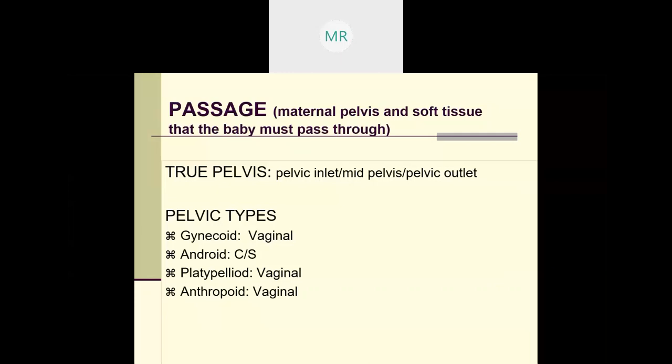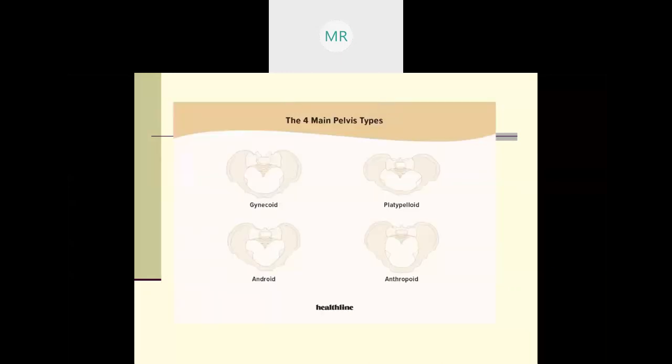Now, the different types of pelvises and their diameters are going to influence the descent of the fetus, the progression of labor, and the type of labor. So gynecoid, and I'm just going to go through them so that you can see it in the picture. Gynecoid, about 50%, which is this one right over here. Common, normal, spontaneous vaginal deliveries.